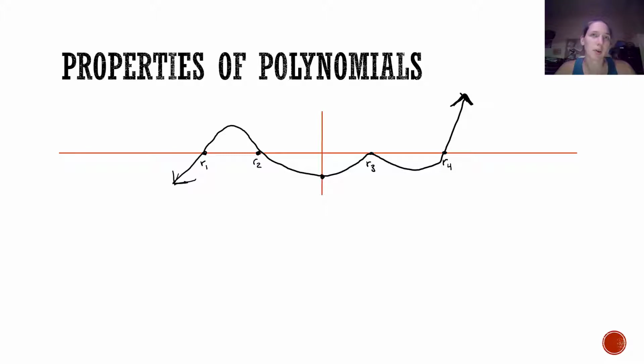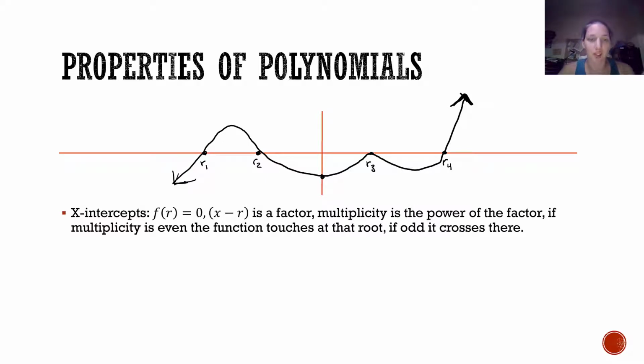So there are different properties of polynomials we might want to know. This is one, not well drawn, but here's a polynomial that we have. The x-intercepts are going to be each of the r's. R1, 2, 3, and 4 are the 4 x-intercepts. They can also be called roots or zeros. And for an x-intercept, we know that f of that root equals 0.